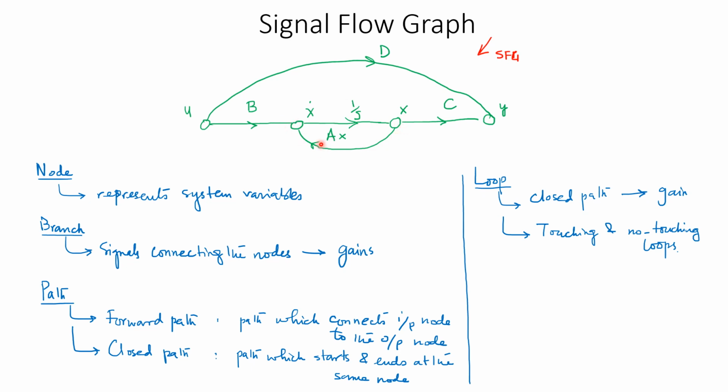We will use this concept of touching and non-touching loops in constructing the Mason's gain formula. But in that, you must be aware of what is meant by touching. Touching would mean that there is at least one node which is being shared by that particular forward path. Non-touching would mean that there is no node being shared.